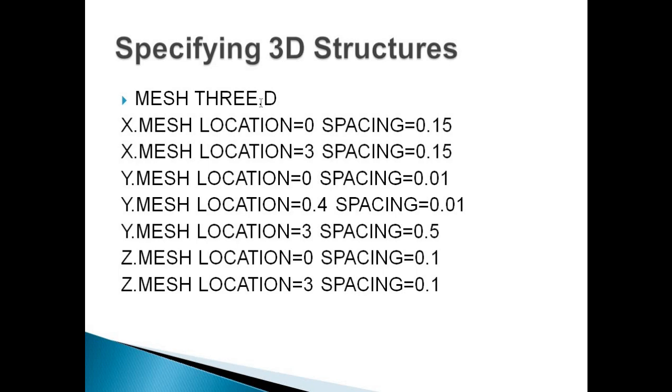Specifying 3D structure. The syntax for forming 3D device structure is an extension of 2D structure described in the previous section. The mesh statement should appear as mesh 3D. The 3D parameter tells Atlas that a three-dimensional grid will be specified. The other statements used to specify 3D structure and grid are the same as 2D with the addition of Z direction specification, in which simply Z mesh location is introduced.